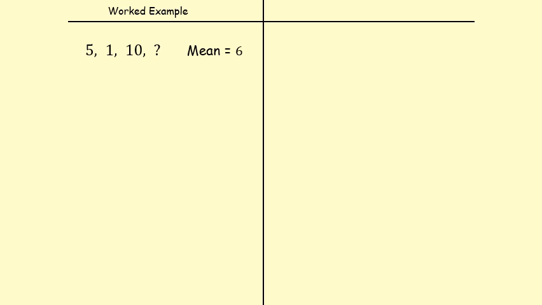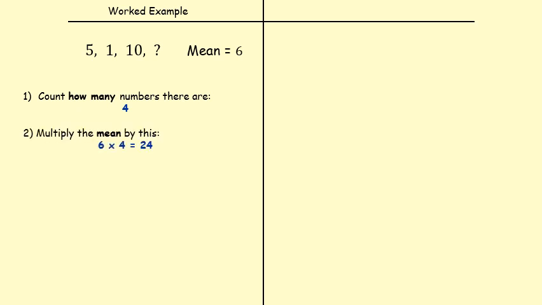So the way I'm going to work out what's missing is like this. First of all, I'm going to count how many numbers there are in our list, and that includes the question mark. So we've got 1, 2, 3 and 4, including our question mark. So if we multiply our mean by how many numbers there are in our list, 6 times 4 is 24. So whatever those numbers are, whatever that missing number is in our list, when we add all of those up, it's going to equal 24. So this helps us calculate the missing number.